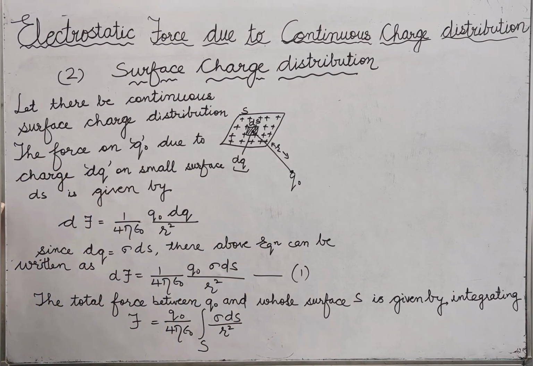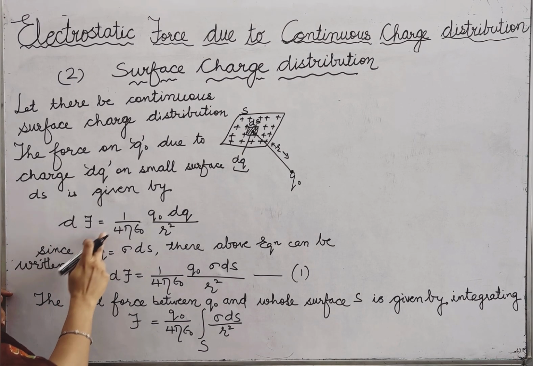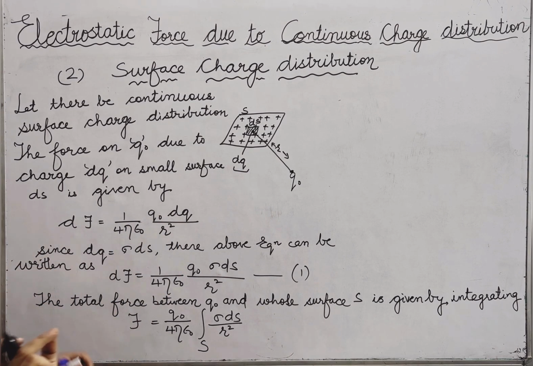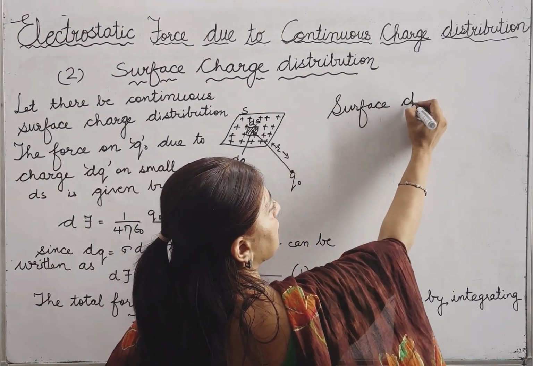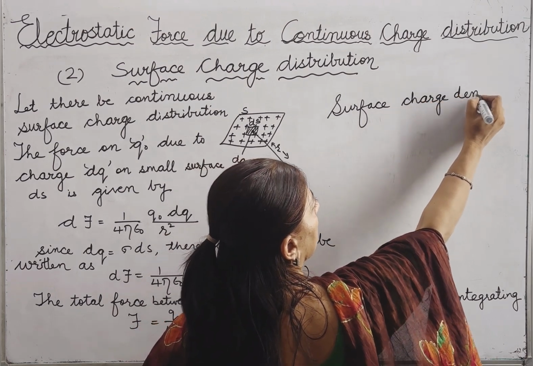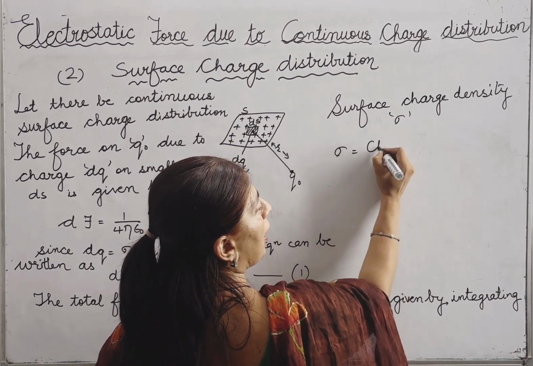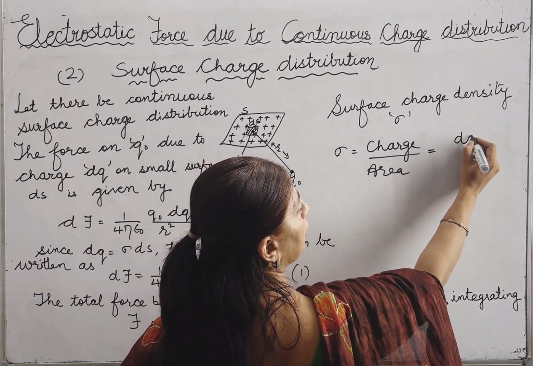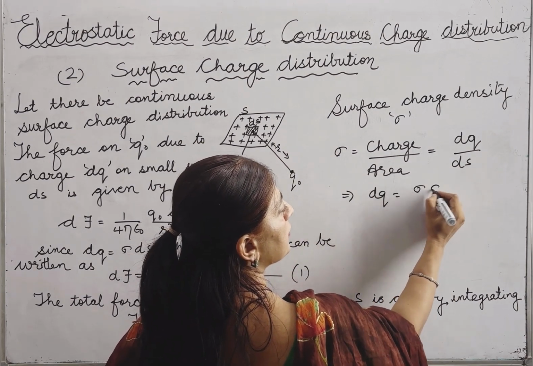For that, we have taken the help of Coulomb's law, and according to that, the force between dq and q naught is given by dF, the small force existing between them. It is equal to 1 by 4 pi epsilon naught, q naught dq by r square. Here, one important term I'm going to introduce is surface charge density. It is denoted by sigma. Sigma is equal to charge over area. So this is equal to dq over dS, and from here we get dq is equal to sigma dS.